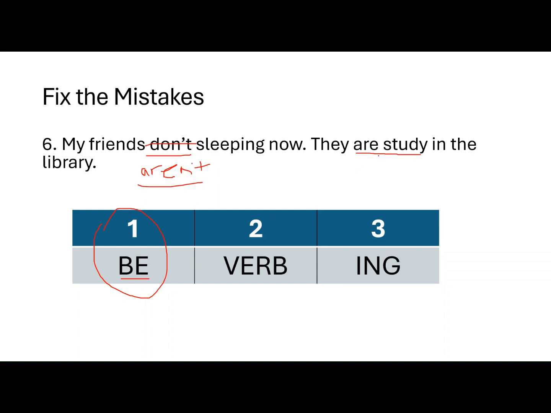They are study. And the second sentence, they are study. I have the verb be, are. I have the verb study, but I don't have the ing. So I need to add an I, N, and G at the end of that. They are studying in the library.